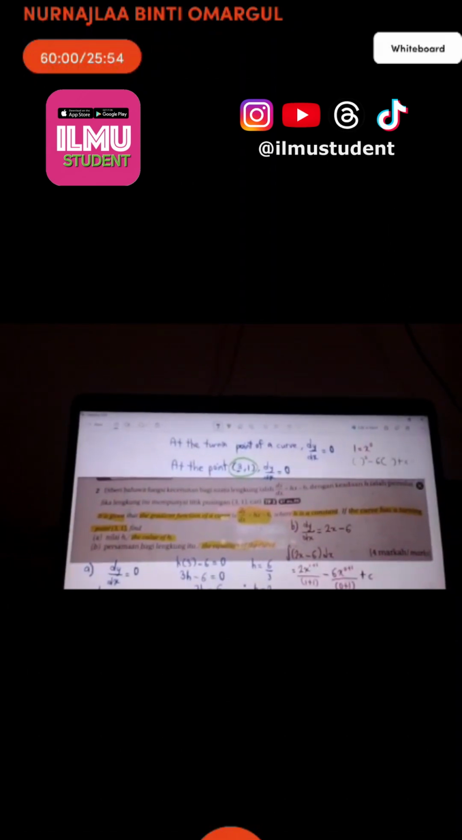Can we find the value of c? That is a question. Yes, of course, we can find the value of c over here. How? By using the point (3, 1). Substitute the 3 into the place of x there. So 3 squared minus 6 times 3 plus c is equal to 1.